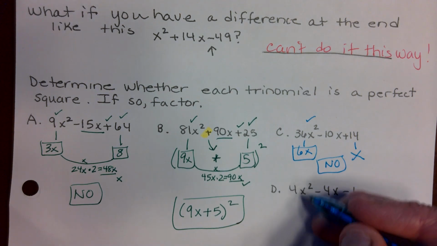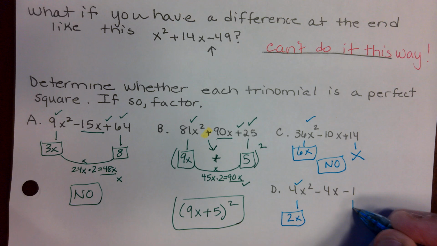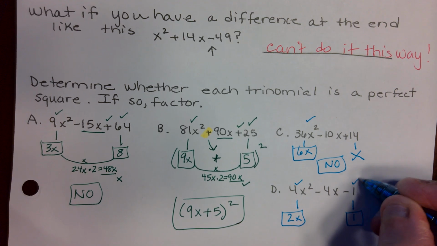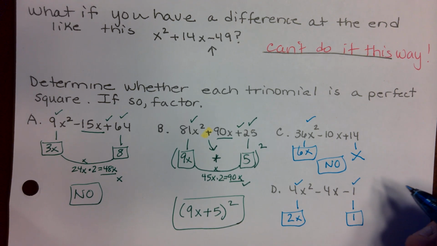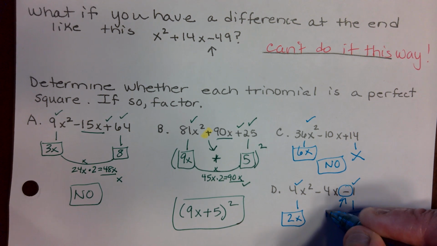And the last one, square root of 4x squared is 2x. Check. Square root of 1 is 1. Check. Last thing is a positive. No.